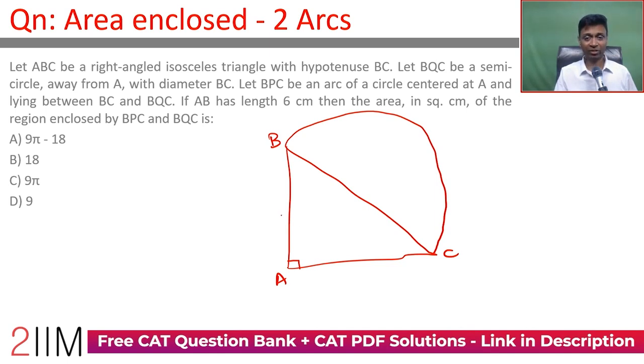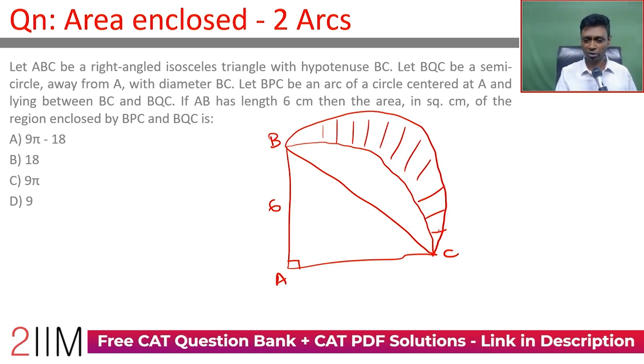If AB has length 6 centimeters, so BPC is an arc of a circle centered at A and lying between BC and BQC. So it's an arc like this. Wonderful. If AB has length 6, find the area in square centimeters of the region enclosed between BPC and BQC. We're looking at this. Again, it's a standard question, but we'll solve this through to completion anyway.